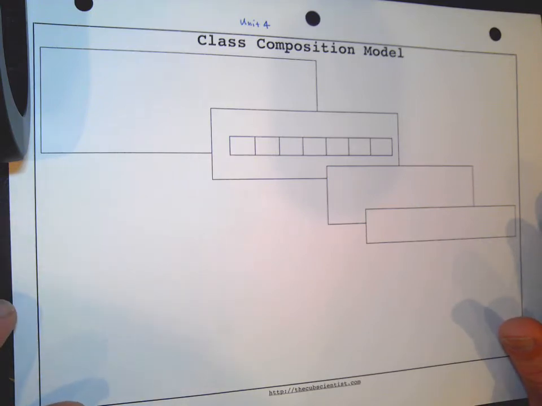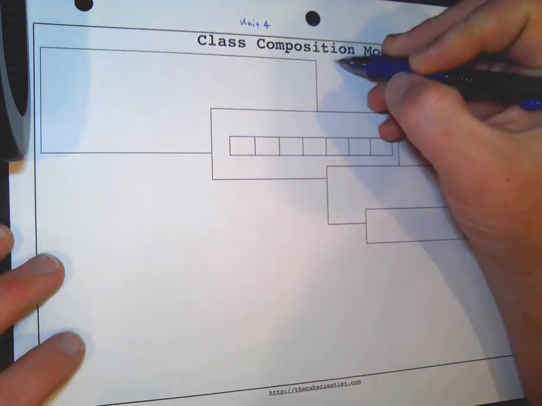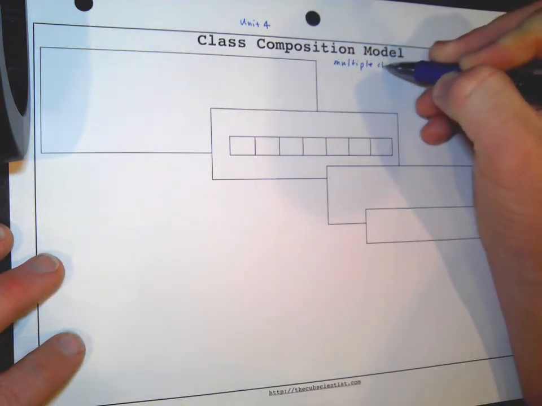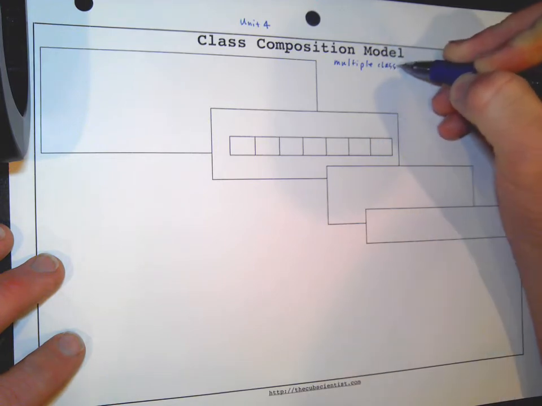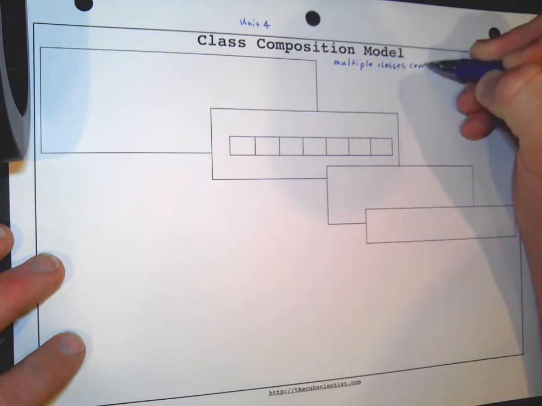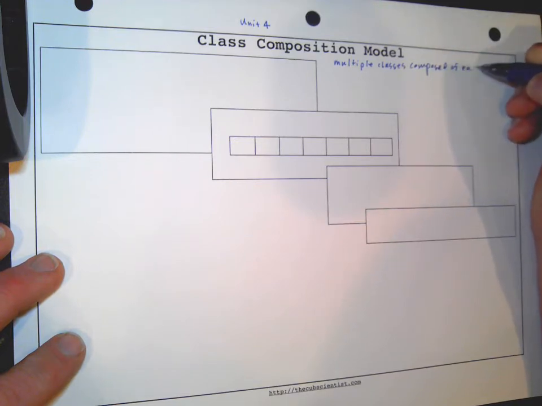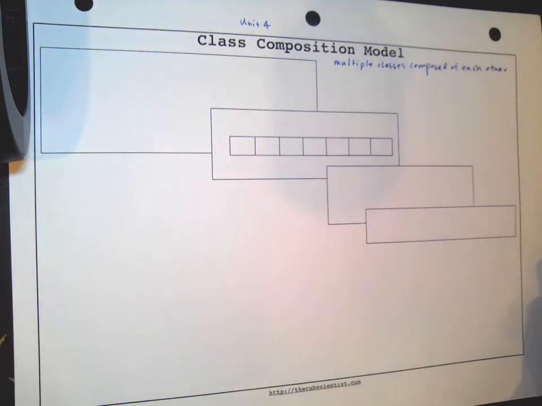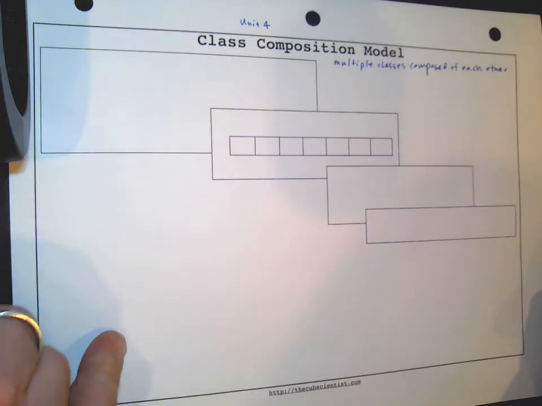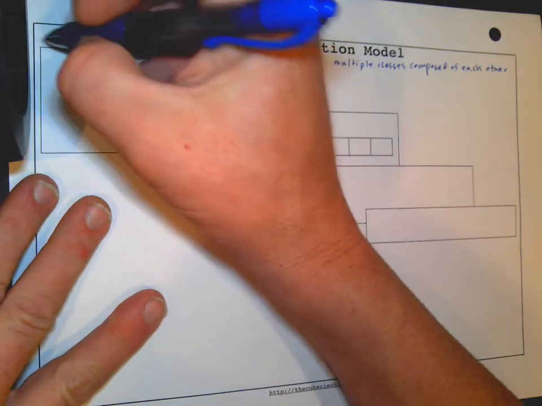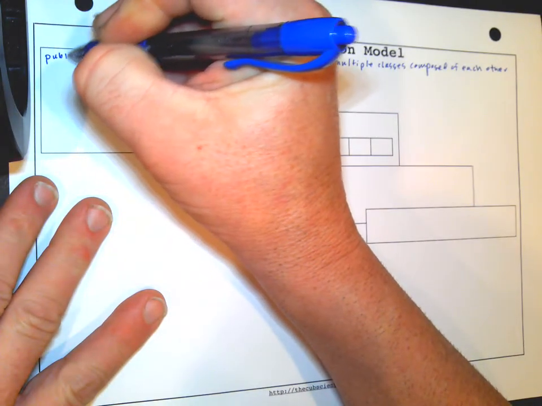And this is just multiple classes composed of each other. So we're going to have classes in classes and maybe even more classes in there. So just as an example, and this is the one we're going to actually start to code on P4A, we're going to make a class public. We'll do a little bit of code here.